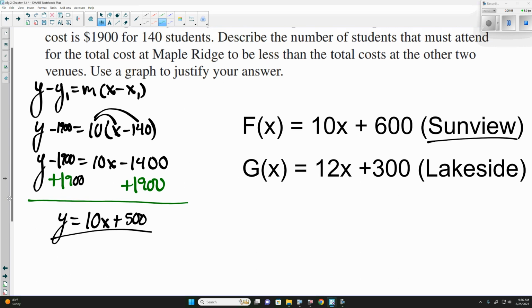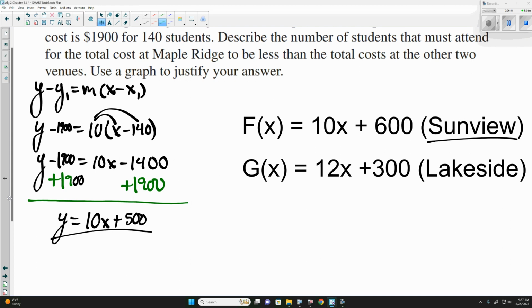Describe the total number of students that must attend for the total cost of Maple Ridge to be less than the other two. Well, is there any way for Maple Ridge to be more expensive than Sunview? Because they are what? They're the same fee. So the slope is the same. So what do we call two lines with the same slope? Starts with a P. And it's not perpendicular. Parallel. Parallel, because they're parallel lines. They have the same slope. So that means Maple Ridge will never be more expensive than Sunview.